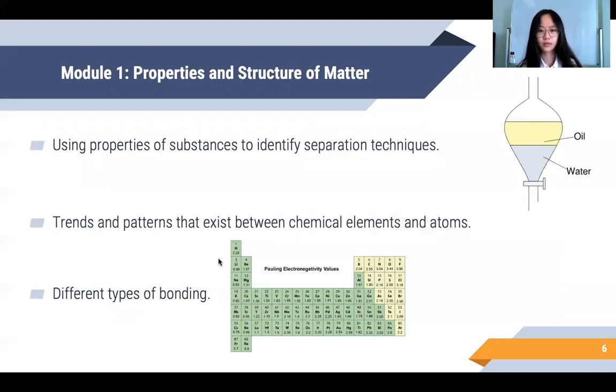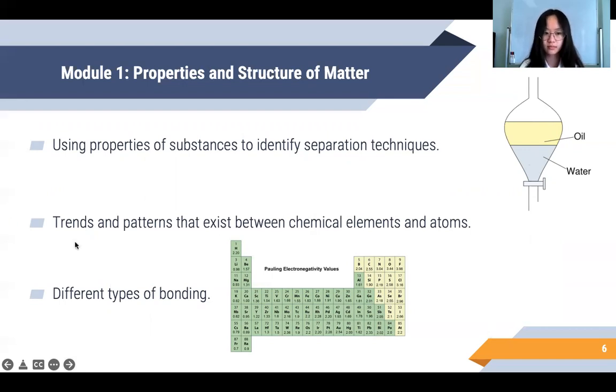Okay, Module 1, Properties and Structures of Matter. You can look through the syllabus and see your dot points, but essentially what it is talking about is using the properties of substances to identify separation techniques. So in this image, the property that is being tested is density, because oil is less dense than water. Put it in a separating funnel, it can separate.